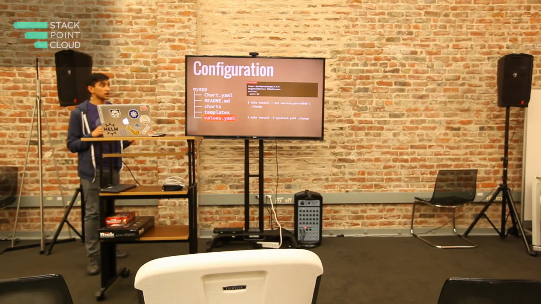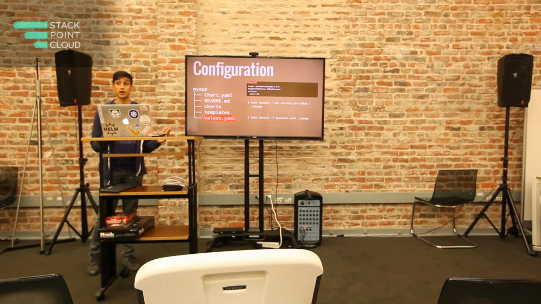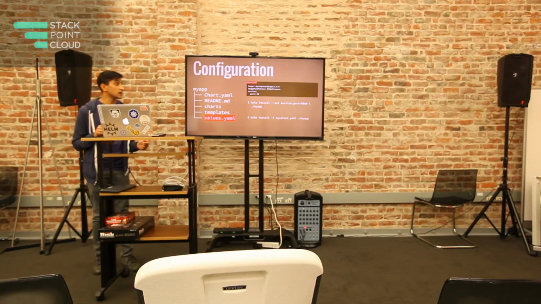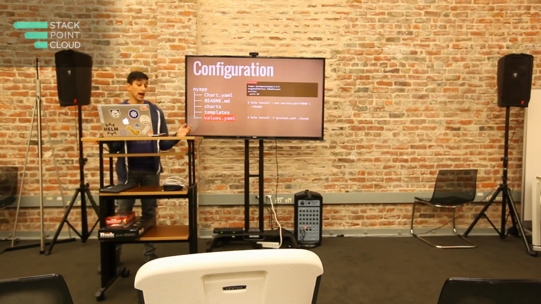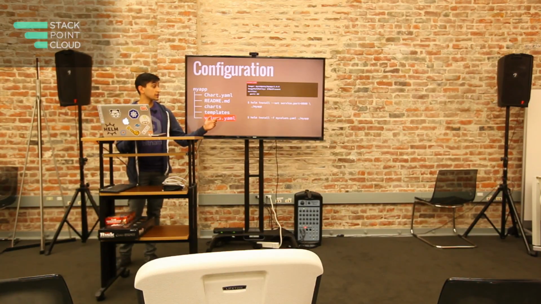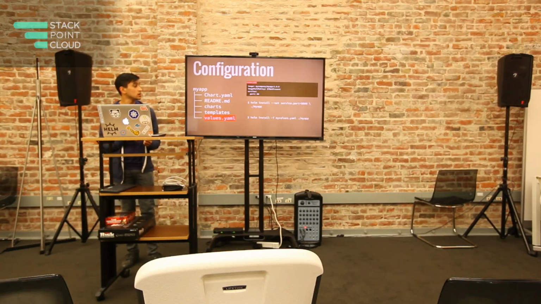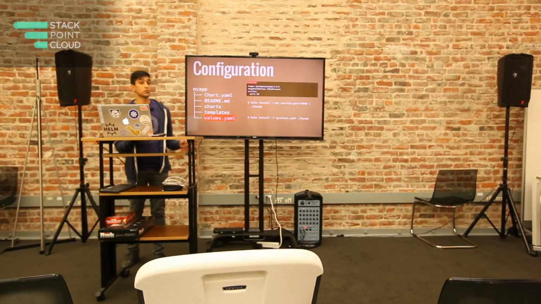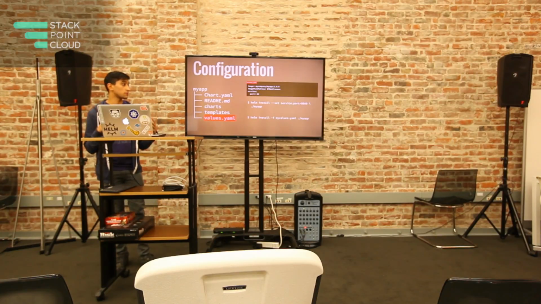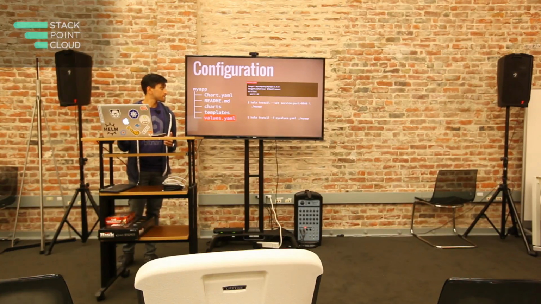And going back to the idea that it's the API for users of your chart, this is how a user at install time would override a configuration that's in your values. So, as shown, you can use the set flag in the install command to override a value. Or for more complex configurations, you may want to provide your own values.yaml file to override multiple properties.